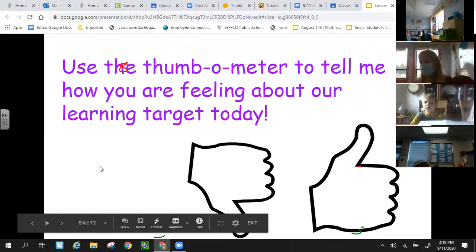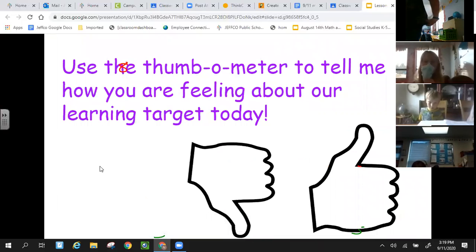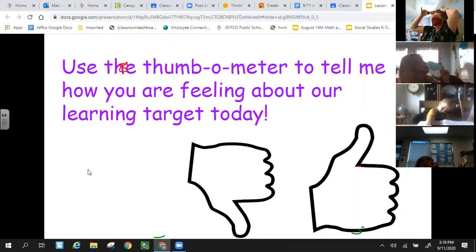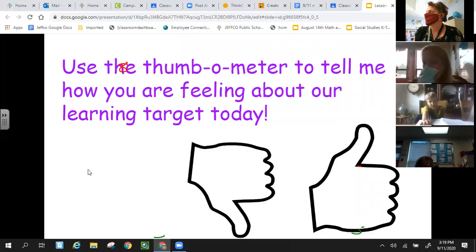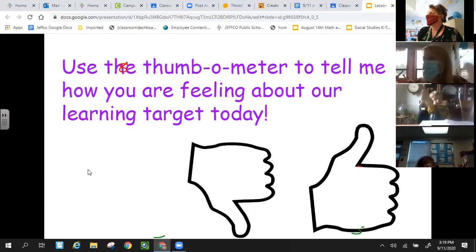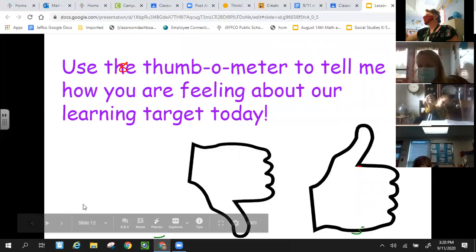Here we go, kiddos. Let's use the thermometer to tell me how you are feeling about our learning target today. And our learning target was, as mathematicians, relate division to multiplication with an unknown factor. How did you feel about relating the two operations, multiplication and division? Big step today. Wow, do we move fast. Multiplication to division in 1 week. How are we looking?